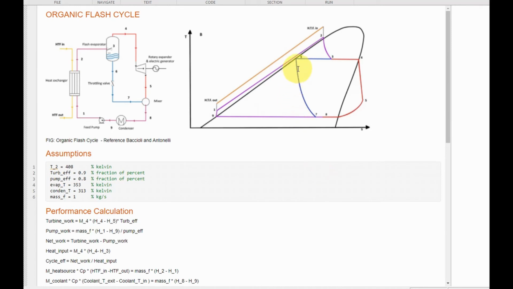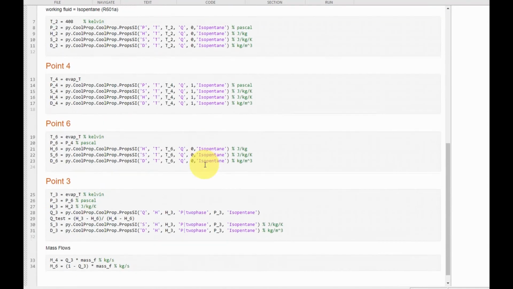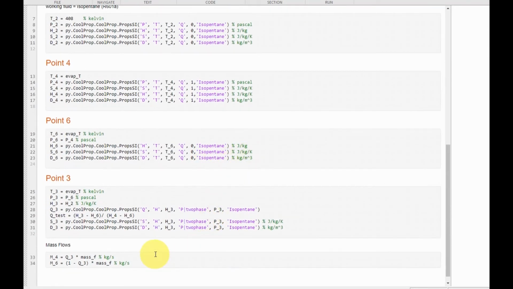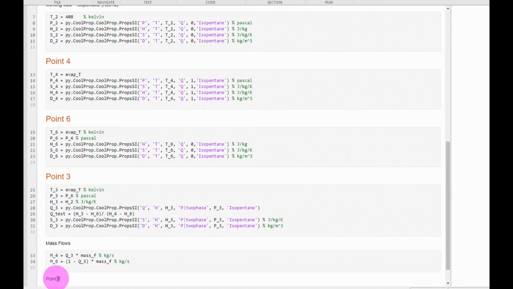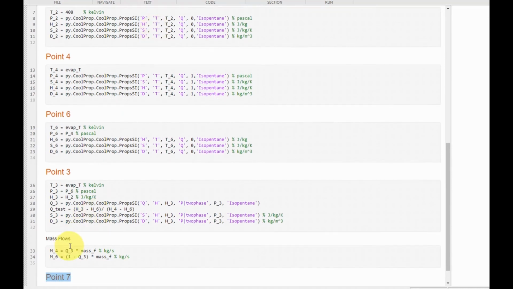So next we go to point 7. So we now know point 6, next we go to point 7. So let's specify point 7. Again, I would make this bold and then do the same thing for the mass flow.